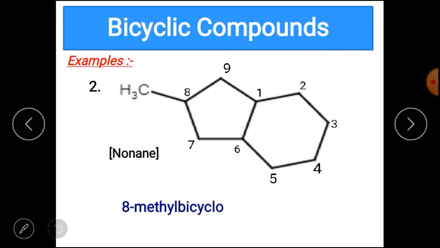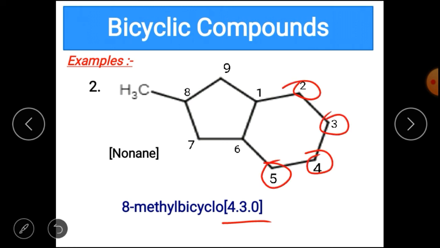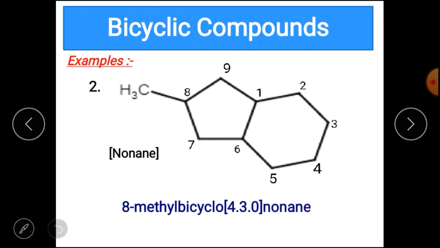This compound is bicyclic, therefore first write bicyclo, then write in bracket the counting of carbons in decreasing order. Then last write its parent name.